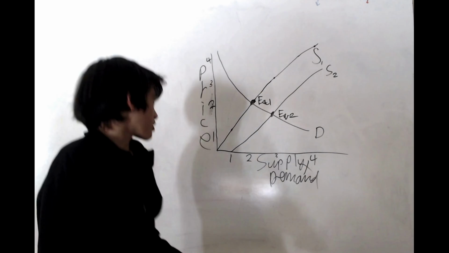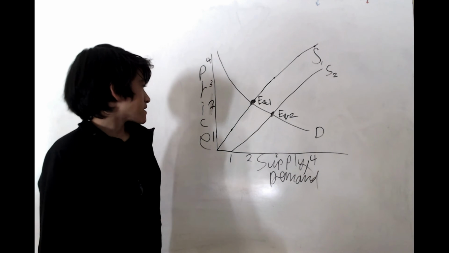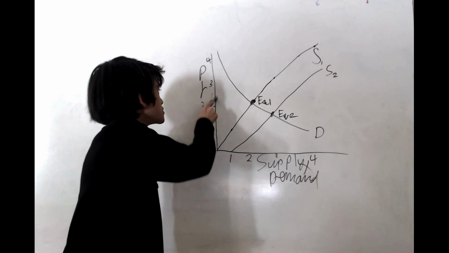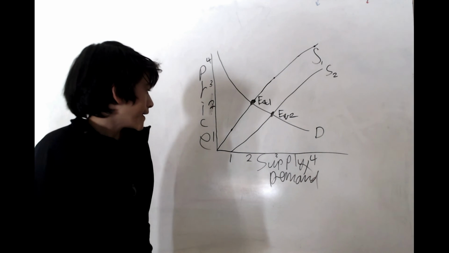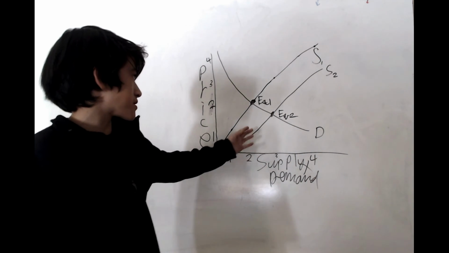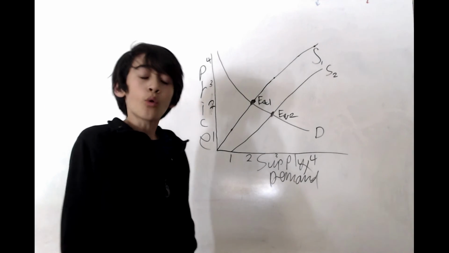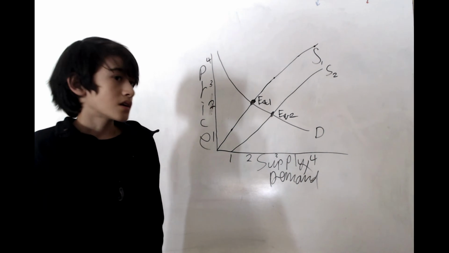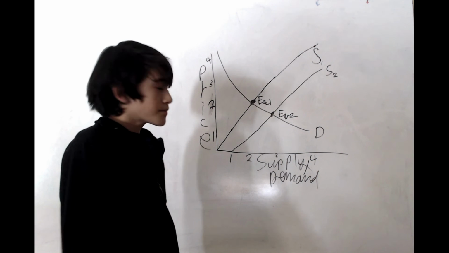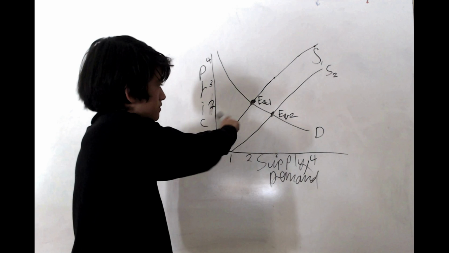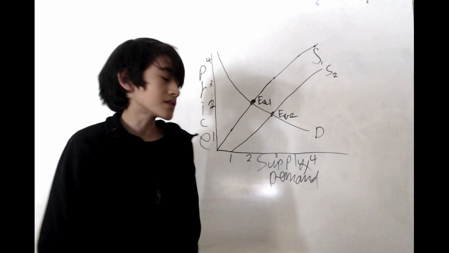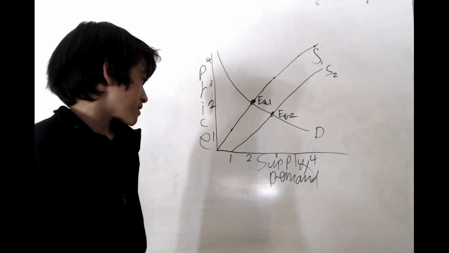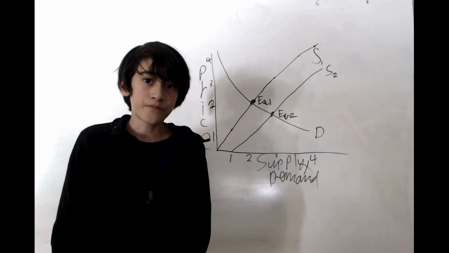So this is what it looks like. You can see that it decreased the price from 2 to about 1.5, but it increased the quantity still, and that makes sense because if the amount of demand stays the same and supply shifts right, you're going to get a decrease in the price, but still an increase in the quantity.